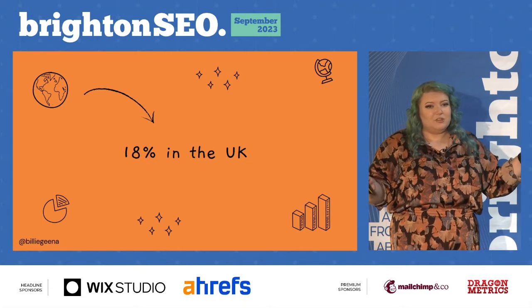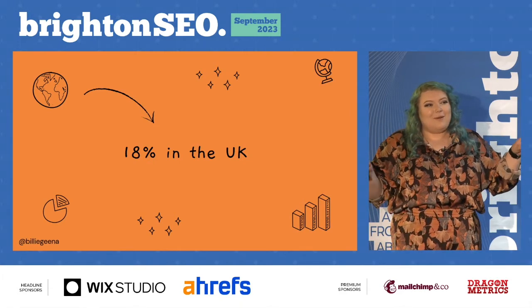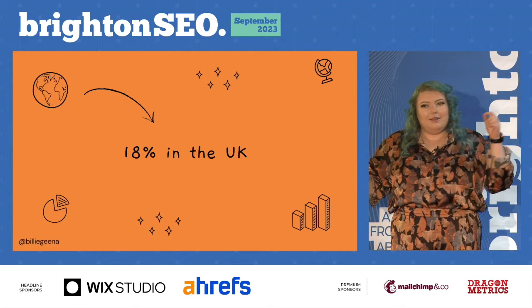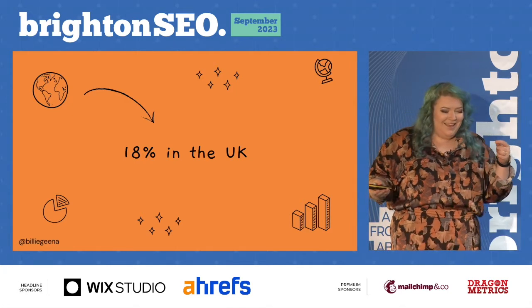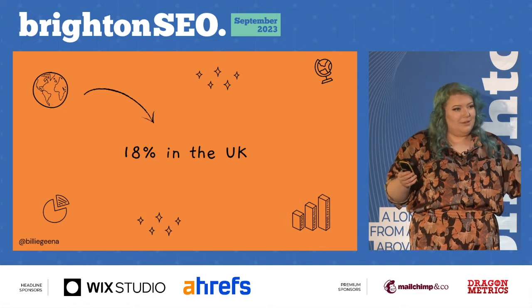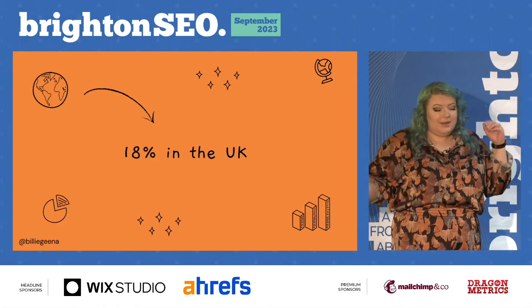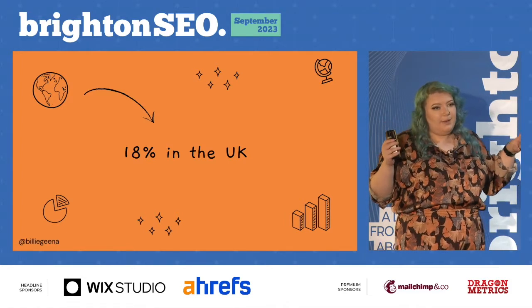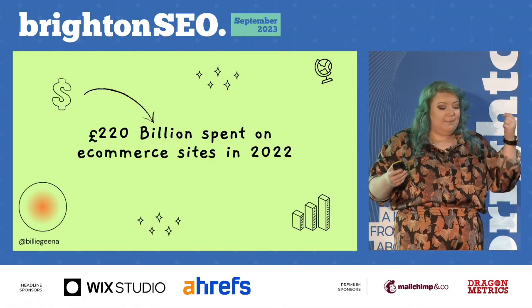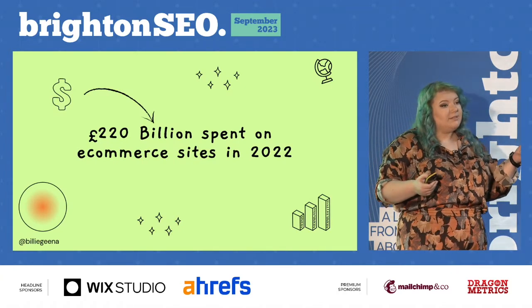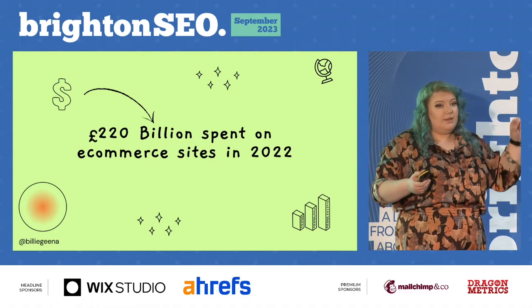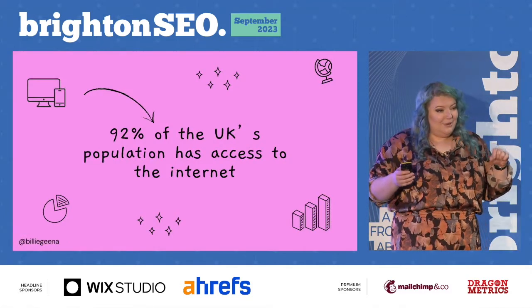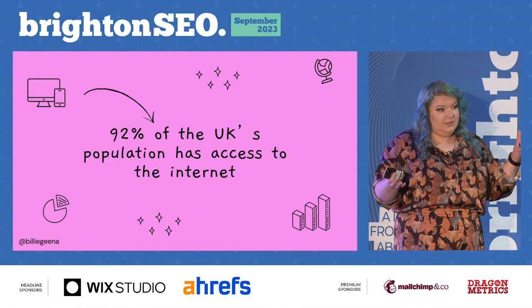It varies from country to country, so depending on the day of the week and what accessibility work I'm doing, I'm having a bit of a breakdown because the math doesn't always math. But 18% of people in the UK, and we're just going to look at the UK because that's where we are at the minute. If we go back to 2022 and look at every online sale that happened, we can learn that £220 billion was spent on e-commerce sites in 2022 in the UK alone. And 92% of the UK's population has access to the internet.